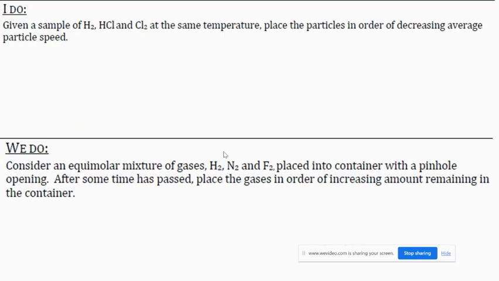So, all right, we are given a sample here of H2, HCl, and Cl2 at the same temperature. Place the particles in order of decreasing speed. So they're going to be slower here and faster here. What's this going to come down to? They're at the same temperature, so their velocity is going to be equal. Okay, so what's the difference between those three things? Their size. Their size, okay? So which one of these is the biggest?